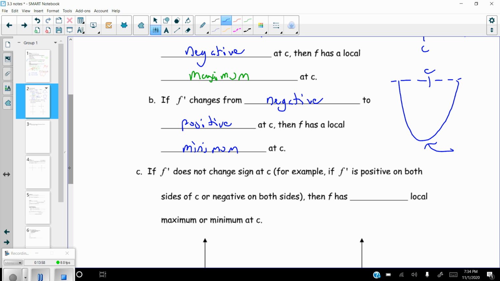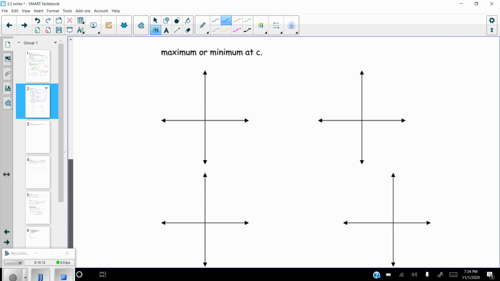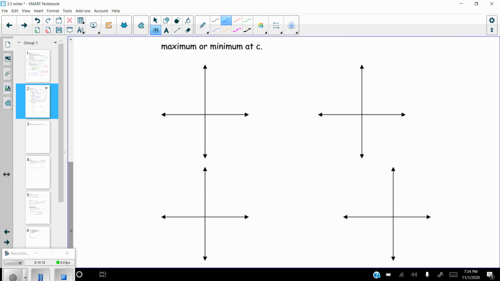If that's the case, so an example would be if f prime goes from positive to positive on both sides of C, or from negative to negative, then f has no local max or min. And let me show you a couple cases. There's 4 of them actually where you could see stuff like this. I've already kind of sketched it for you, but we'll go with A first.